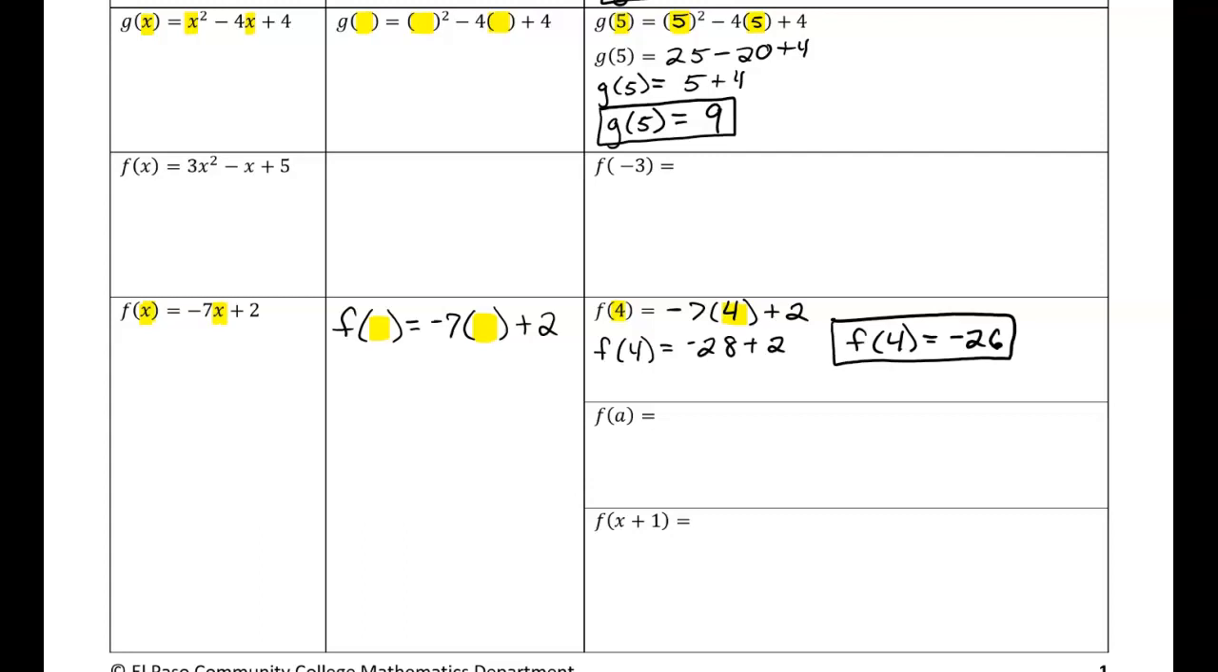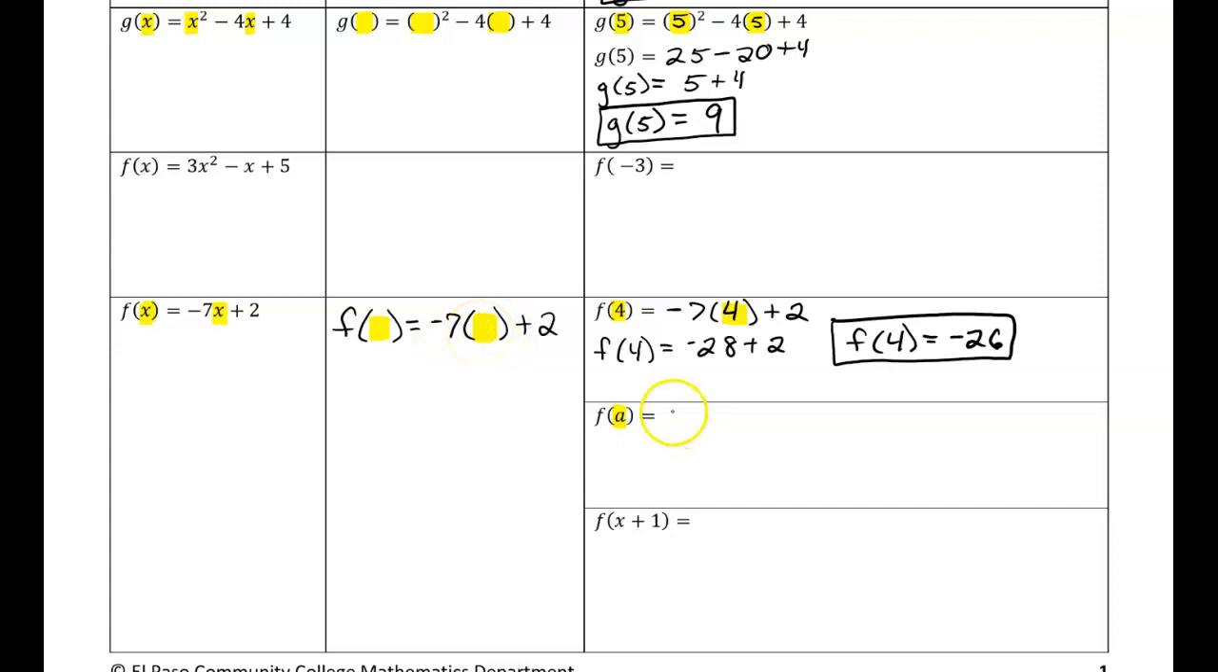Now with that same function, the negative 7x plus 2, the next one's asking us about f of a. F of a. So something a little bit different. We've been looking at plugging in numbers, but now we have a letter. Well, it doesn't really matter that it's a letter. What matters is that it's on the inside of those parentheses. Remember, the skeleton is telling us whatever's on the inside of this function notation is going to be plugged into the spot that used to have a variable, right? The x is that blank spot there.